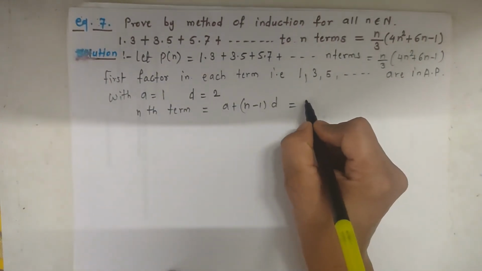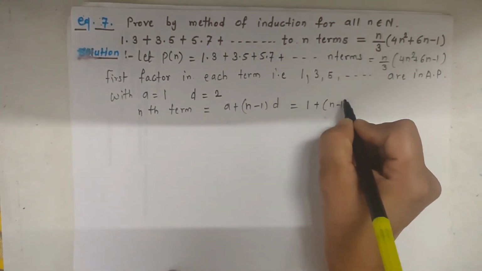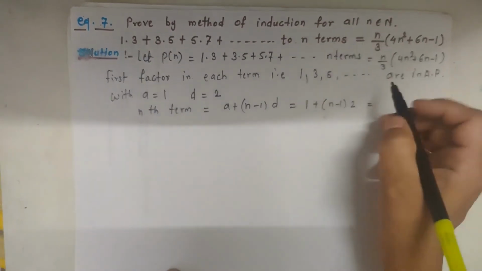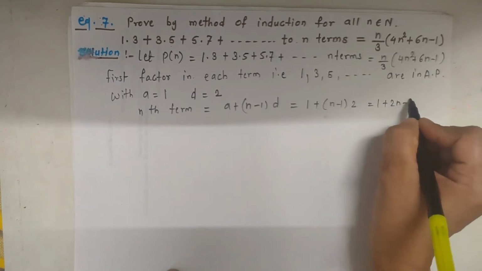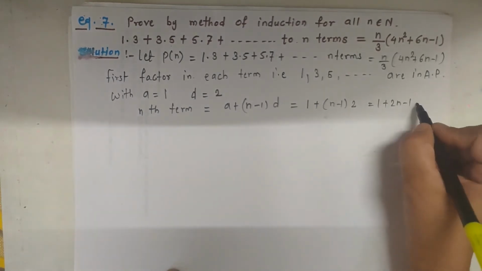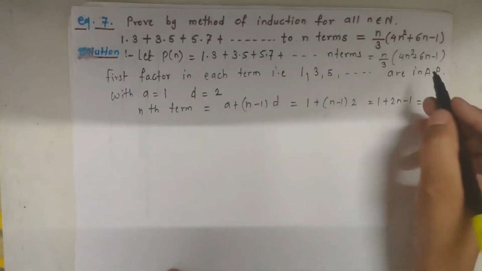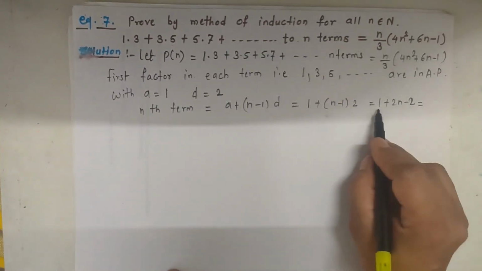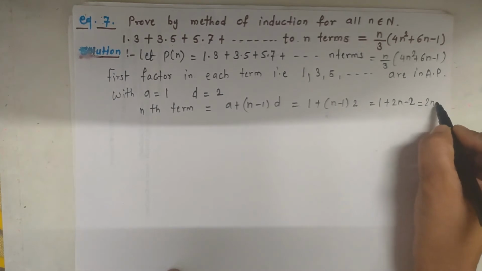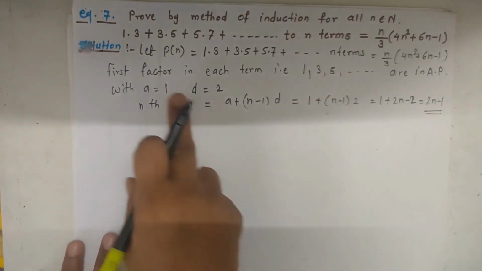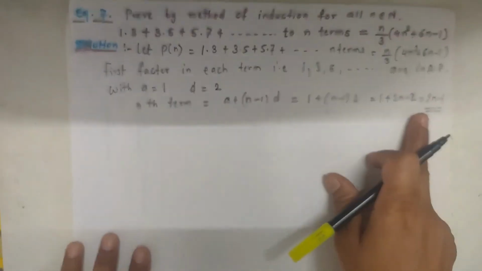Here a is 1 plus n minus 1 into common difference 2. By calculating this, 1 plus 2n minus 2, 1 minus 1 will be cancelled, is equal to 2n minus 2. So here minus 2 plus 1, that is 2n minus 1. Here the nth term for the first factor is 2n minus 1.